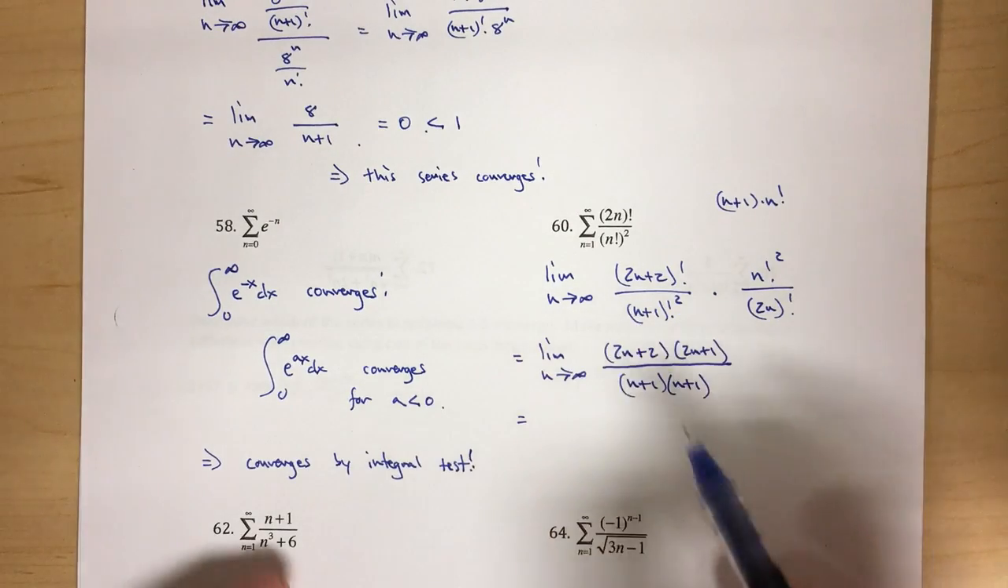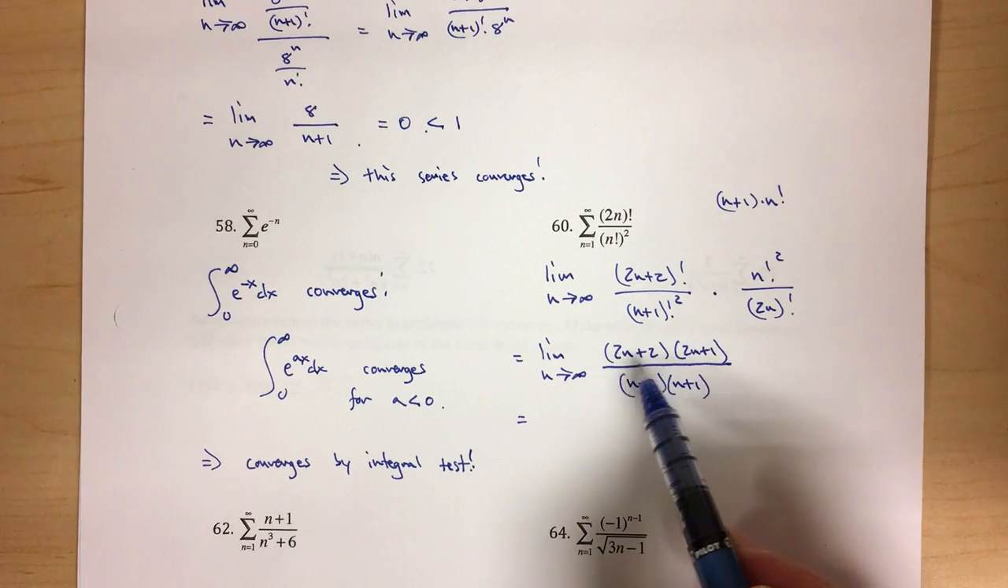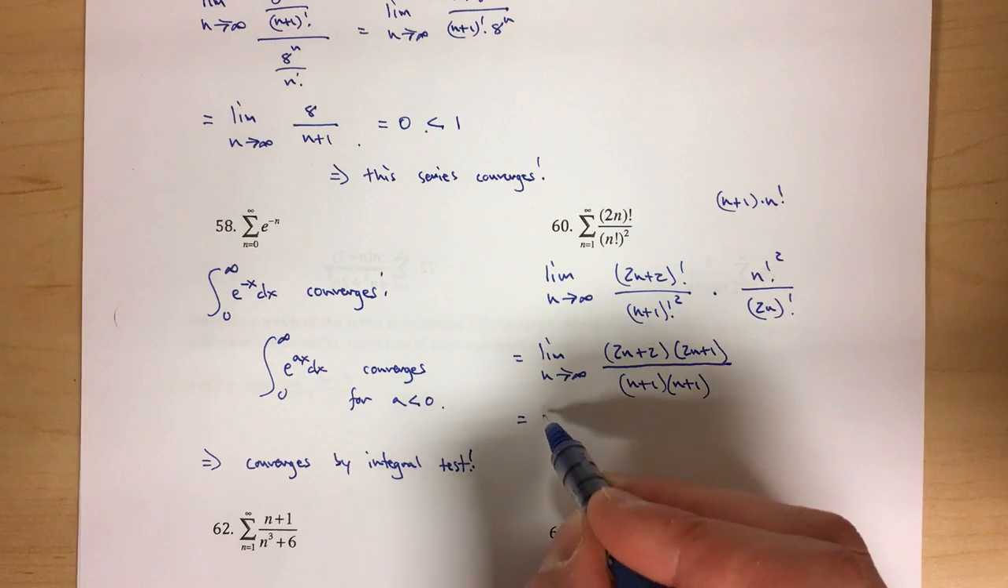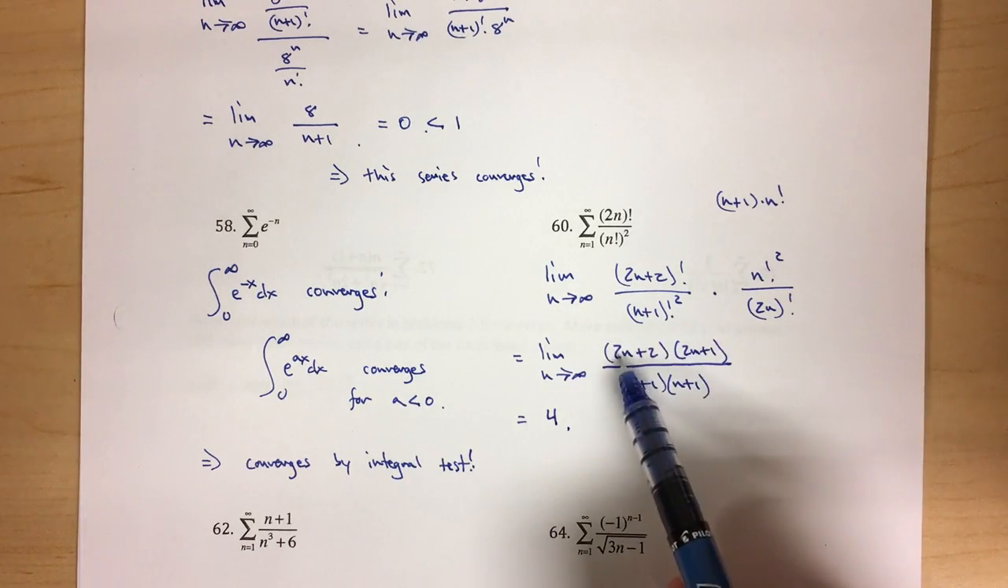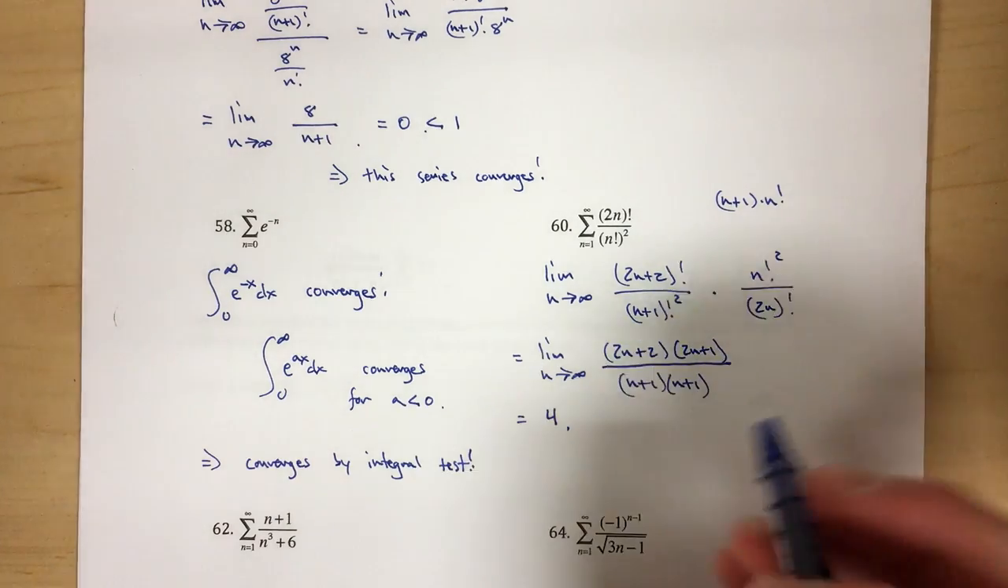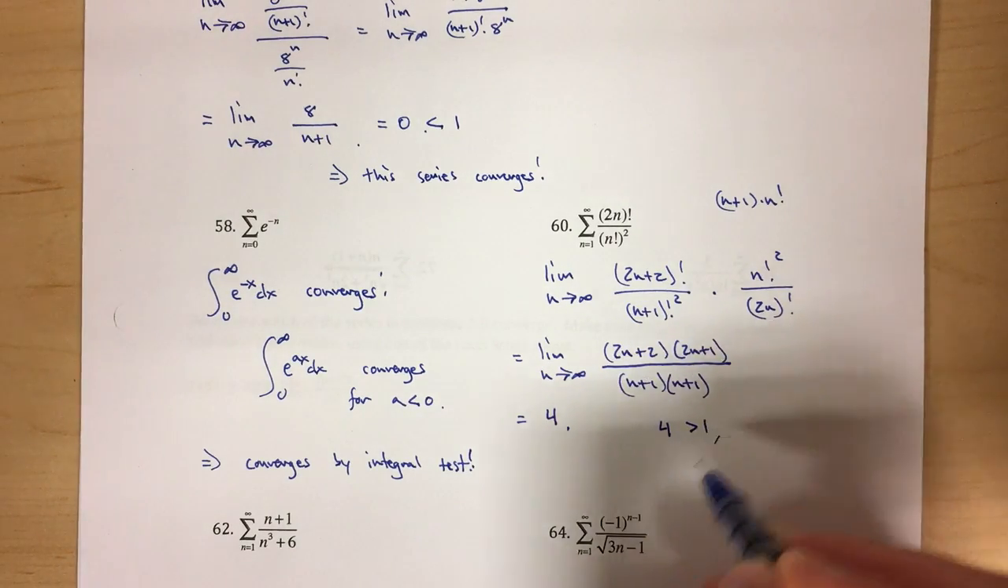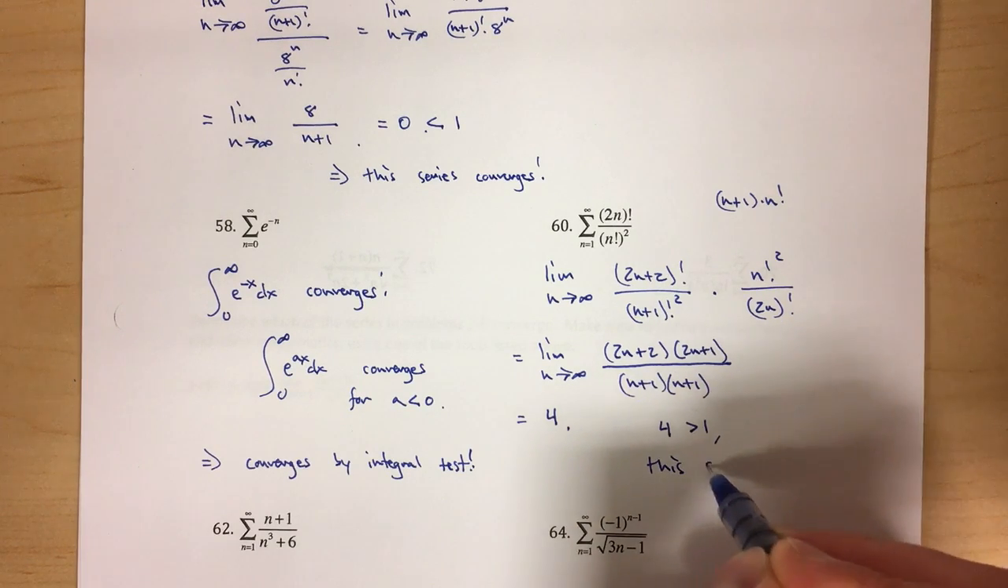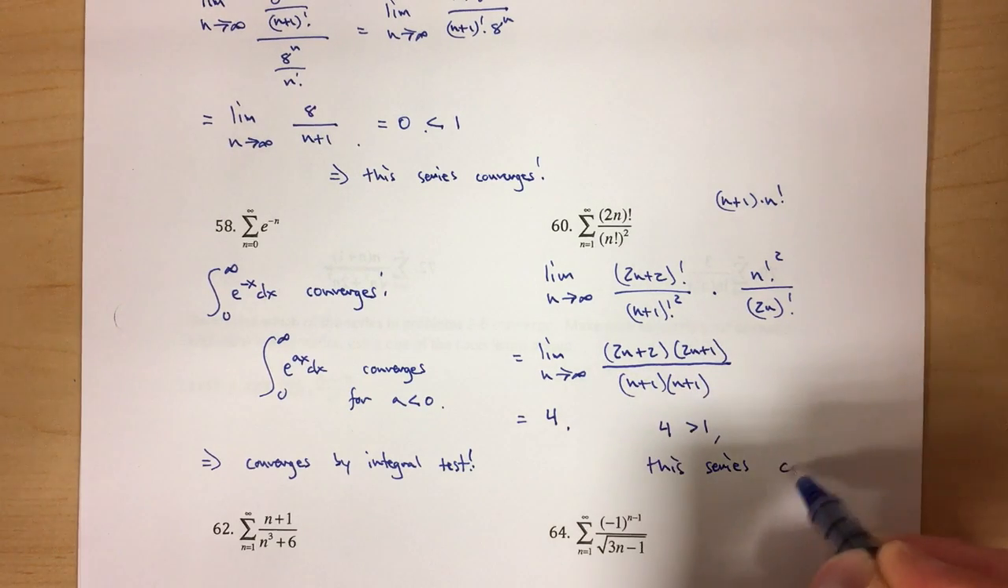Now you can spend some more time thinking about that if you need to, but this is what it simplifies to. And this limit, without going through all the steps, is going to be 4 because we end up with 4n squared over n squared. So interestingly enough, with 4 greater than 1, we know that this series diverges.